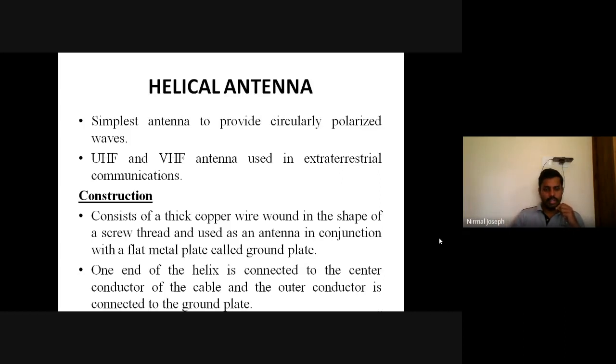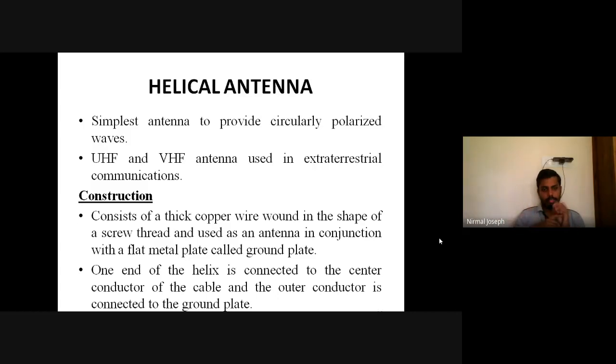One end of the helix is connected to the center conductor. In the center, one conductor will be there in the center of the helix. One end of that helix will be connected to the center conductor of the cable, and the outer conductor is connected to the ground plate. That is the basic construction, that much only.